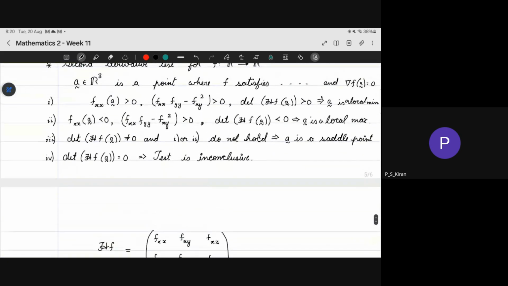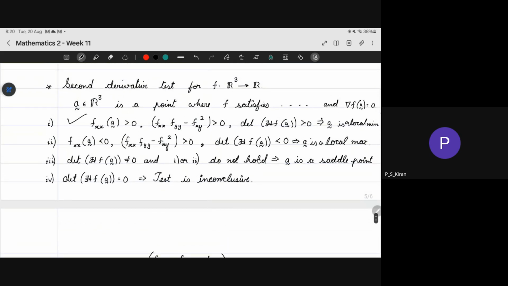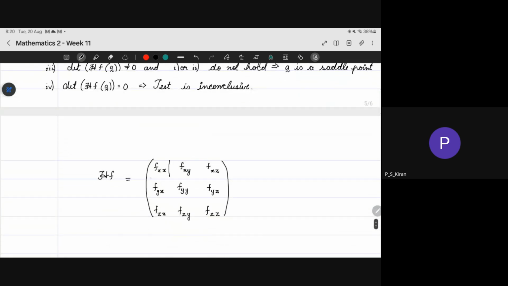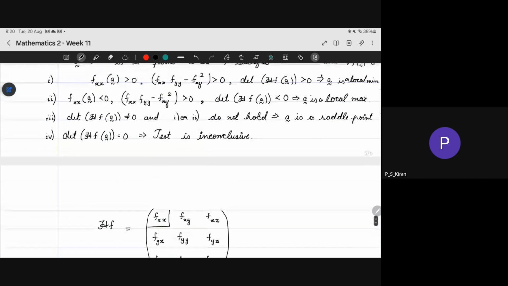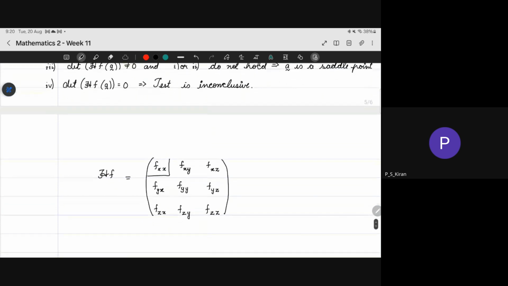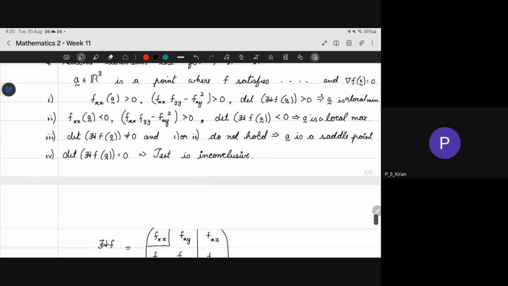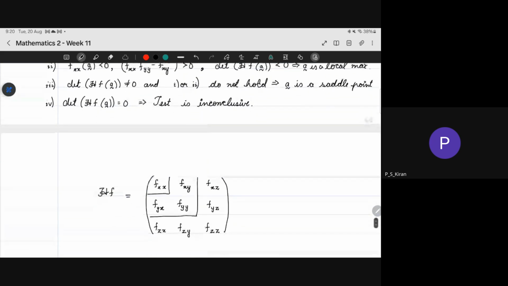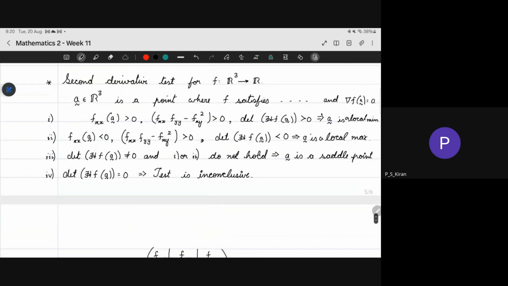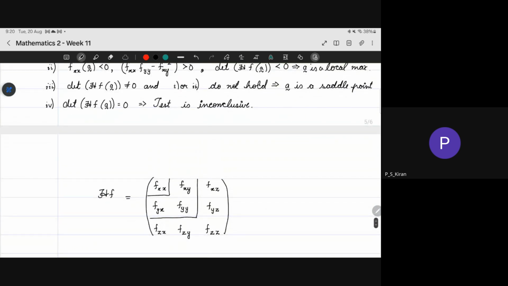What are the conditions? Look at this first condition. fxx is just this first minor. Start with the first element, and then take the bigger box that contains fxx, fxy, fyx, and fyy. What is fxx fyy minus fxy whole square? Because these two are equal, this is actually the determinant of this slightly bigger box. You can think of fxx also as the determinant of the smallest box.